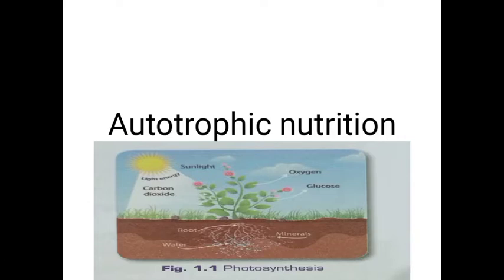Glucose is stored in the form of starch in the leaves. The food formed by the leaves of the plants is transported to the different parts of the plants for utilization and storage as per need. Now we will know about the conditions necessary for photosynthesis.